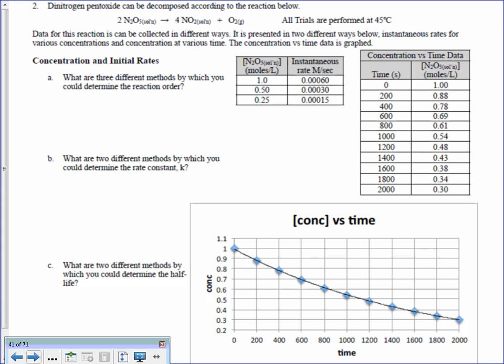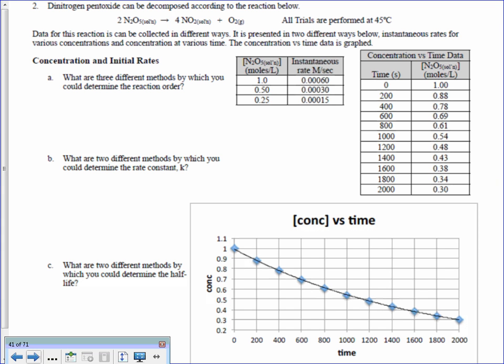This is a good study aid. Data for this is collected in different ways. It's presented in 2 different ways below: instantaneous rates for various concentrations, and concentration at various times. Concentration versus time data is graphed. What are the 3 methods by which you could determine the order? Tell me one. Table logic.